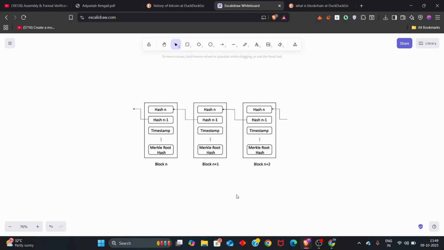The fundamentals of blockchain, its relevance, and how it is applicable in the real world.